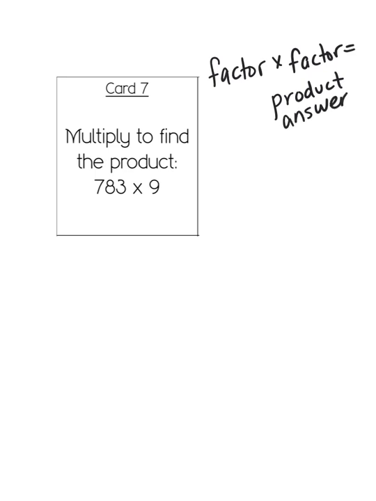Okay, moving right along. We're going to multiply to find the product. Whenever you see that word product, you should remember that the product is the result of multiplying 2 or more factors together to get a product or an answer. Factor times factor equals product. Your product is your answer to a multiplication problem. So in this case, my 2 factors are 739 and 9.